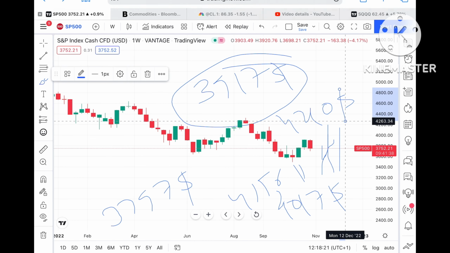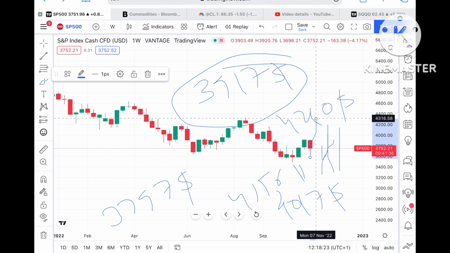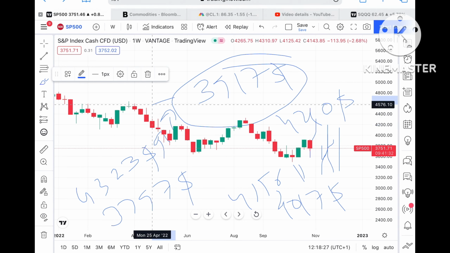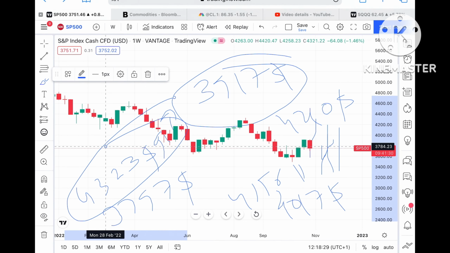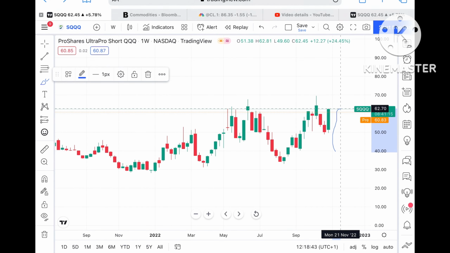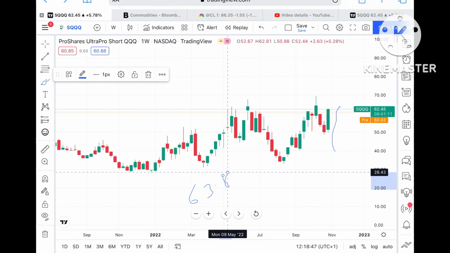Okay, and once the price goes above that level, then we can see it can touch a level of $4,323, and if that level sustains, then we can see it can move further upside. Okay, now if we talk about SQ, you can see that if the price sustains this particular level, then we can see it can touch a level of $3,683.